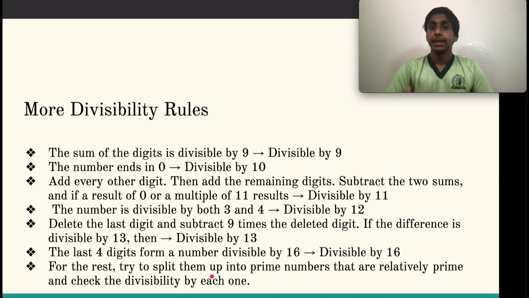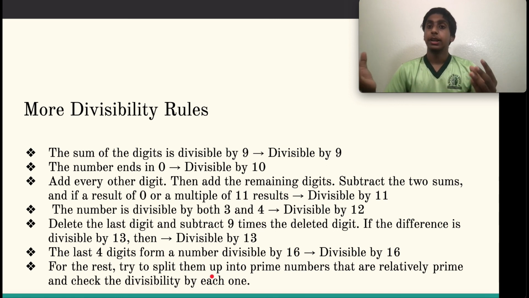So if I have 18, I can split it up into numbers that are relatively prime, which is 2 and 9. What do I mean by relatively prime, or coprime? That means that 2 and 9 only have one common factor, 1. They don't have any other common factors. So you want to find 2 numbers like that that make up the number you want.